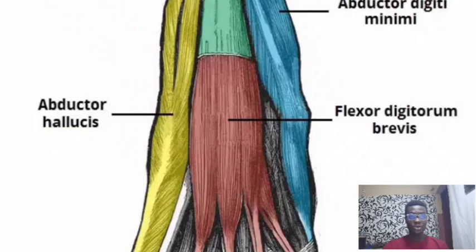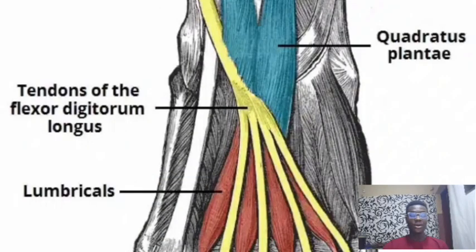We have the abductor hallucis, the flexor digitorum brevis, and the abductor digiti minimi. In the second layer, we have 2 groups of muscles. The first one is the flexor digitorum accessorius or the quadratus plantae. And then the second group of muscles in the second layer are the lumbricals, the 4 lumbricals.